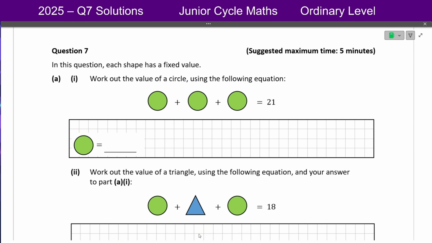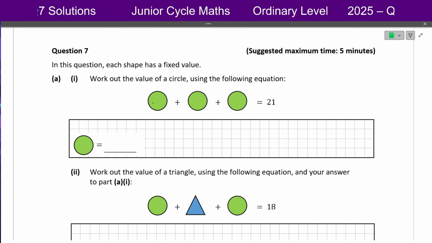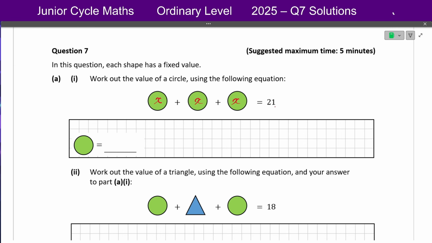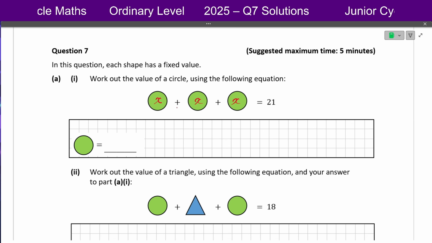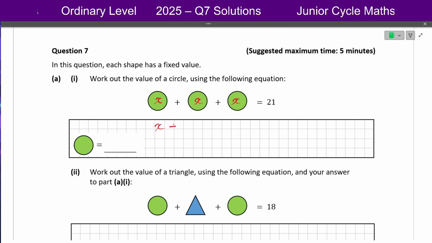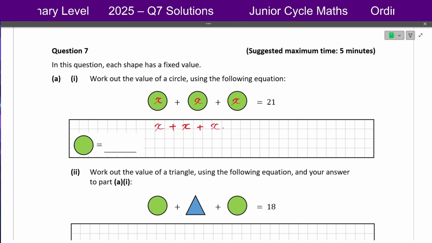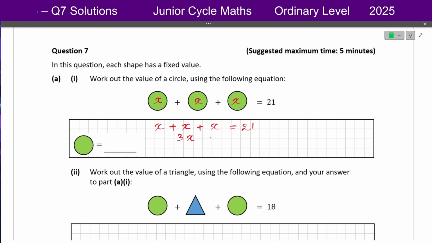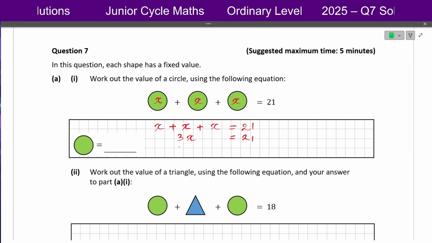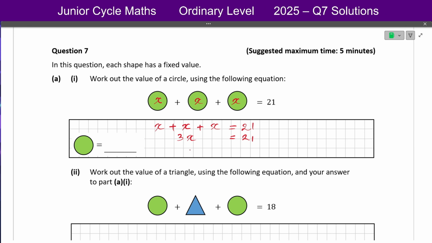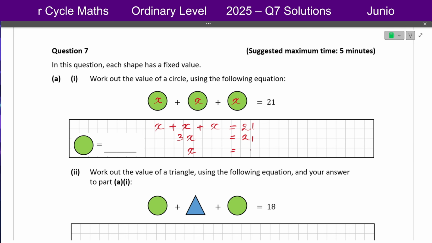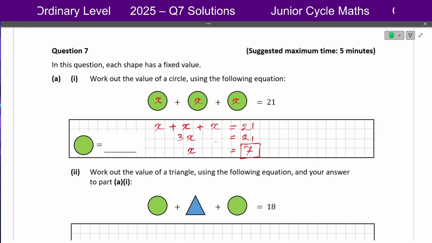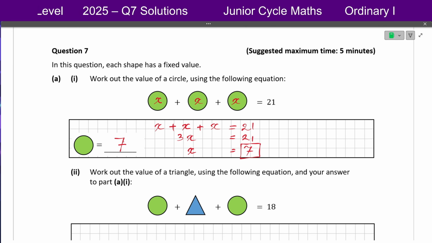So for example, if we just say that each circle has a value of x, this is x here, and another x is here, and another x is here, and that gives me 21, the addition of all of them. So we write down x plus another x plus another x, that gives me 21, and this means that we have 3x on the left side, and then that gives me 21. If we divide both sides by 3, we get x equals 21 over 3, which is 7. So that's the correct answer for the first part. You can say here 7.